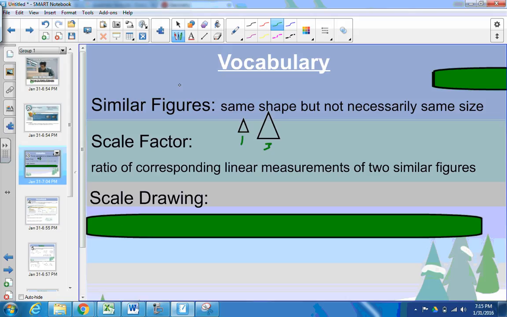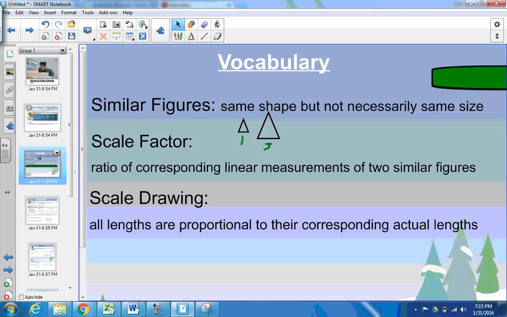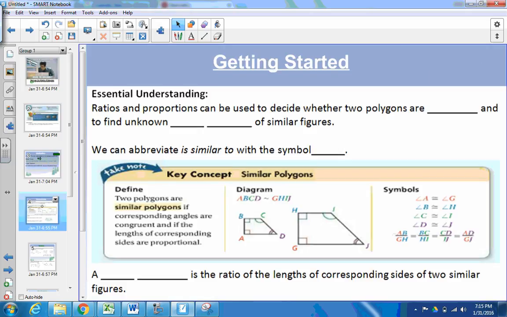In a scale drawing, finally, if you're into art, I'm sure you've learned this before. If not, I hope you will. In a scale drawing, all lengths are proportional to their corresponding actual lengths. So you're taking an actual thing and making a scale drawing or a scale model of it that is proportional. All the corresponding parts are proportional to the actual one. So let's get started here.